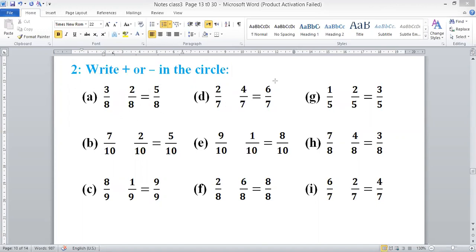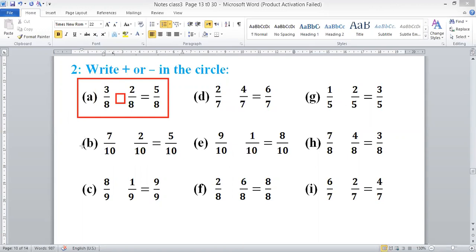Look at the first one. 3 over 8 dash 2 over 8 equal to 5 over 8. We know that 5 over 8 is the sum of 3 over 8 plus 2 over 8, 3 plus 2, 5. Therefore, here we will put plus.